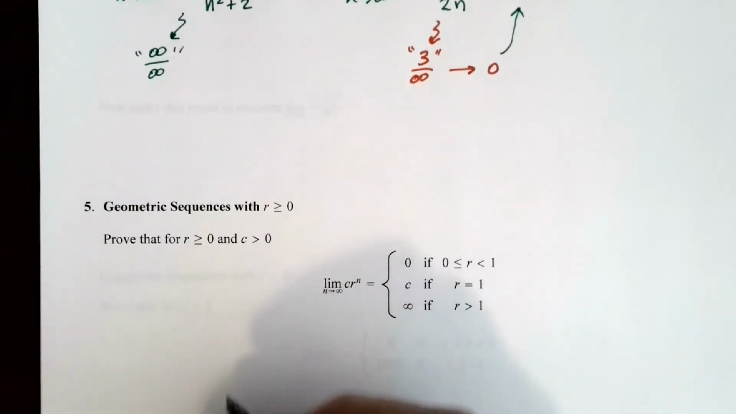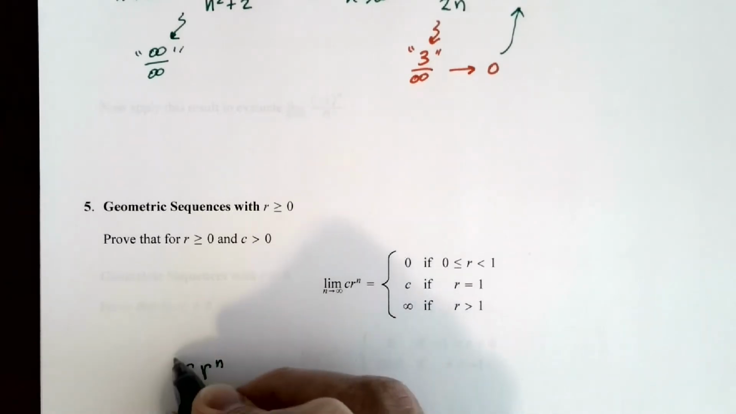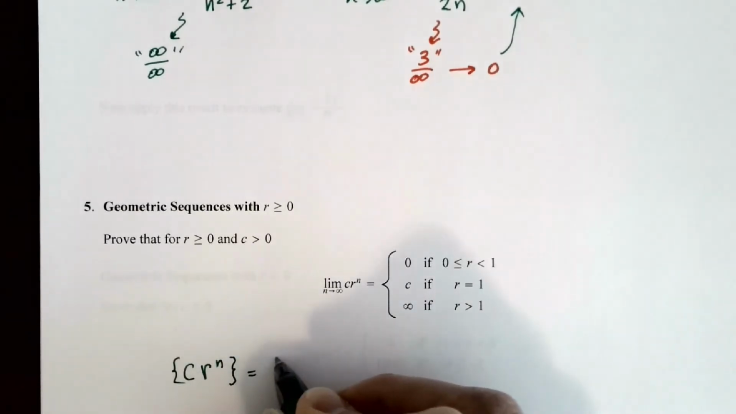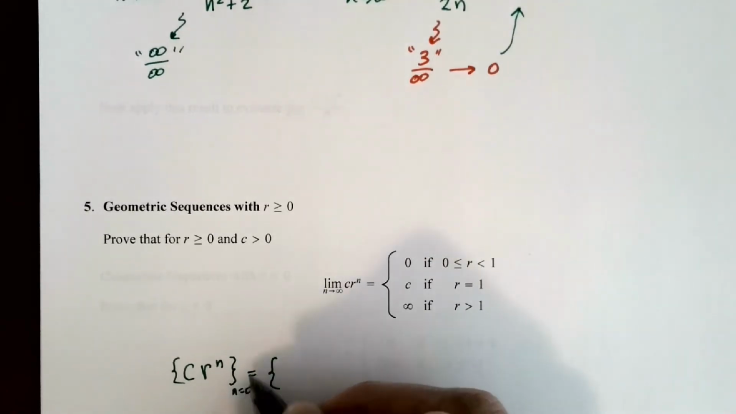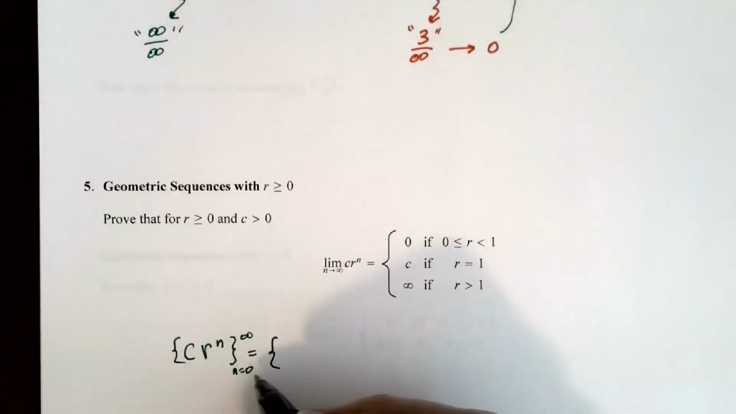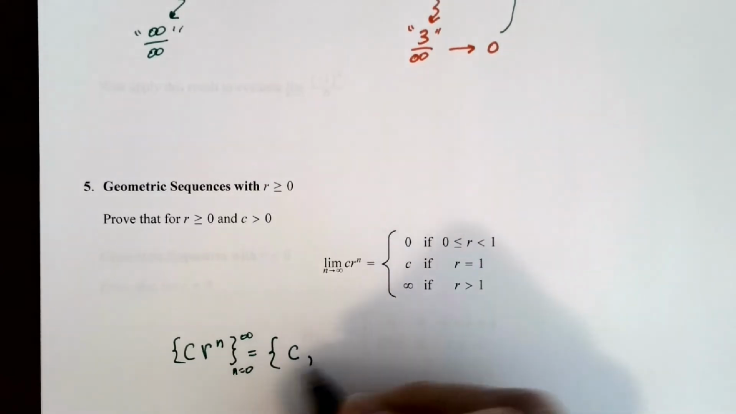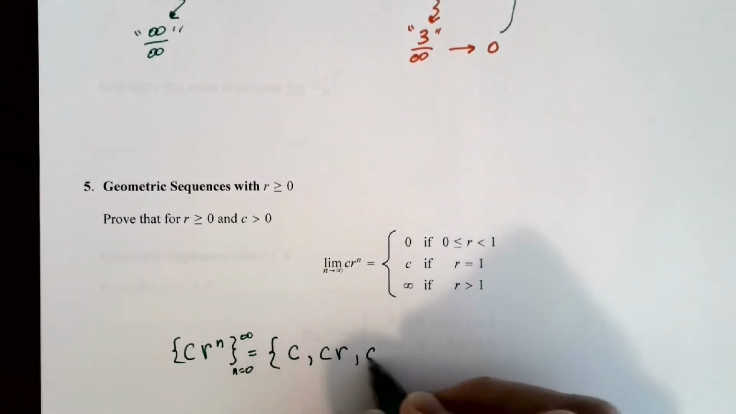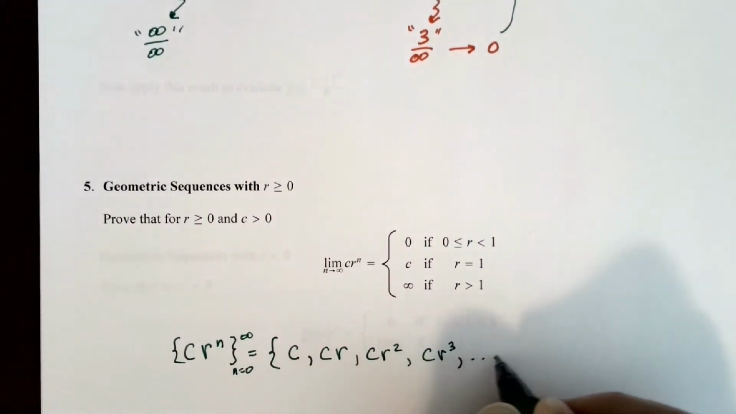So what is the sequence again? The sequence c, r to the n. When n is 1, sorry, let's start with n is 0, actually. Let's go from n equals 0 to infinity. And this is sometimes the way you denote where your index starts for sequences. So if n is 0, I get c times r to the 0, which is c times 1. If n is 1, I get cr. If n is 2, I get cr squared, cr cubed, and so on.